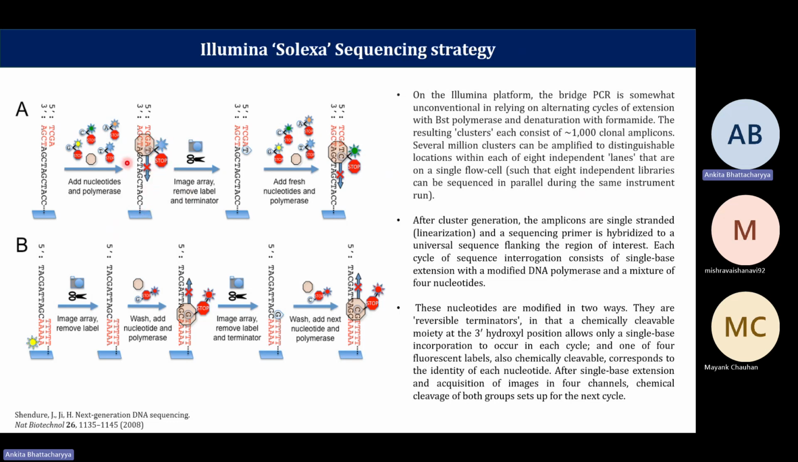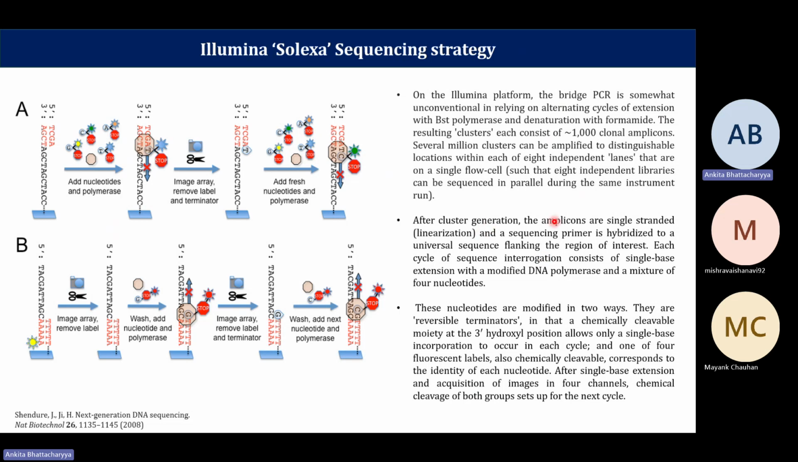You image the array. Once a single base has been incorporated, it stops or quenches the reaction. It takes a snap and images the array, removes the label and the terminator. Then the reaction can proceed again. Again, you take an image, it continues, and this is repeated in a loop.